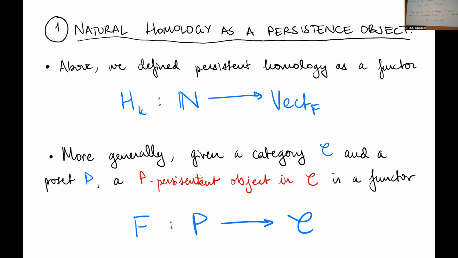Okay, so before, when we were talking about persistence, we were talking about uni-dimensional persistence, just functors from N into Vec_F. But we can talk about persistence in a more general setting, almost too general in a way. If we have some category, which is the type of our persistent objects, and a poset P, then we can talk about P-persistent objects in C. And these are just functors that go from P into C.